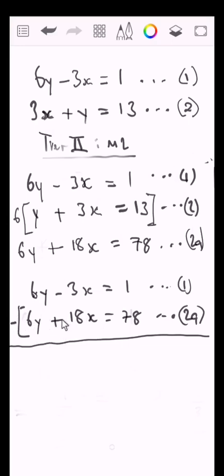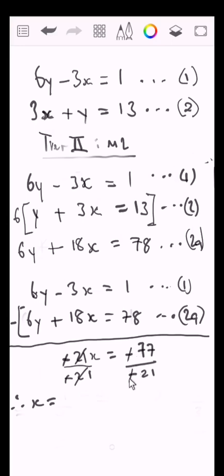So when a negative meets a positive, the net effect is that we have a negative. So minus 3x minus 18x, that's minus 21x. It's equal to 1 minus 78, that's minus 77. To get x, we are going to divide both ends with minus 21. And here we are left with x being equal to, the negatives cancel out, then 7 into 21 is 3, 7 into 77 is 11. So x is equal to 11 over 3. Again, we got x as 11 over 3.